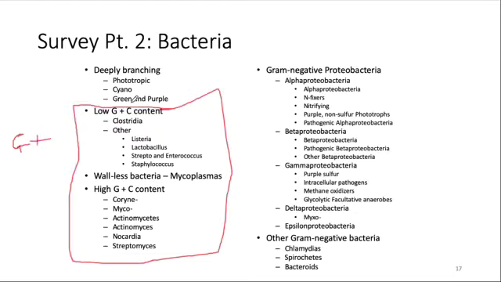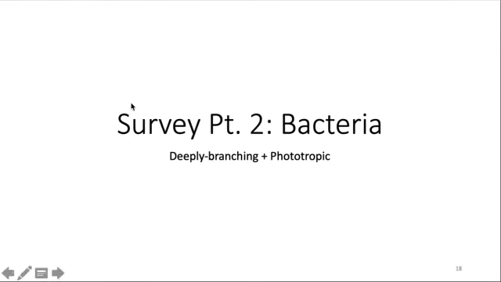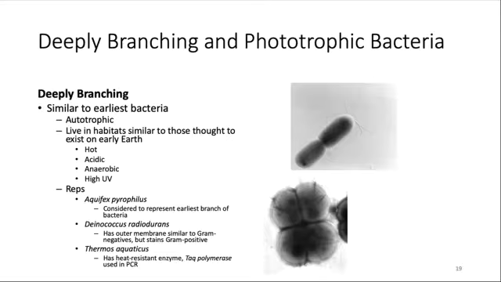Then we'll look at the gram-positives, those that have a low content of guanine and cytosine, those that do not have cell walls, and those that have a high content of G plus C. And then we'll look at the gram-negative bacteria as well. The deeply branching phototrophic bacteria are gram-negative bacteria that are not closely related to gram-negative proteobacteria, which are the typical gram-negative bacteria. The deeply branching are similar to the earliest bacteria or the archaea.